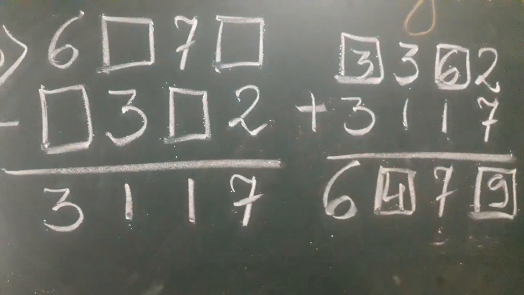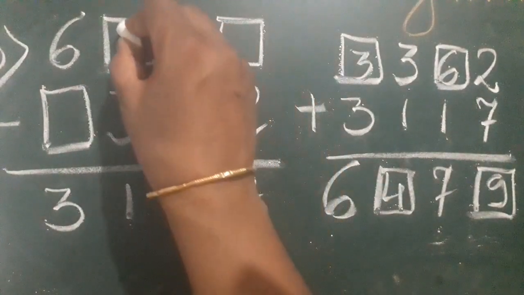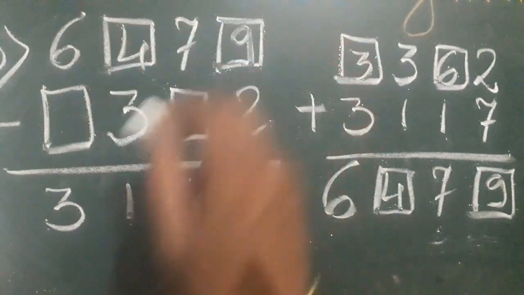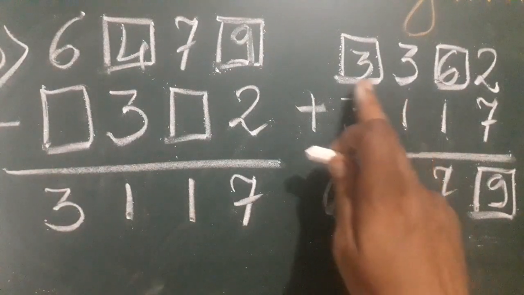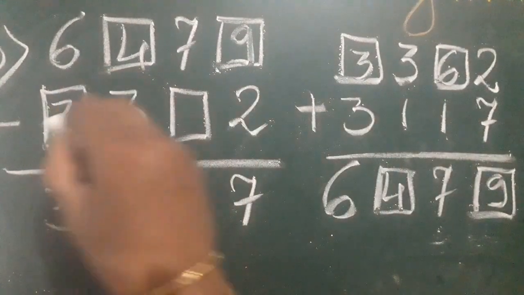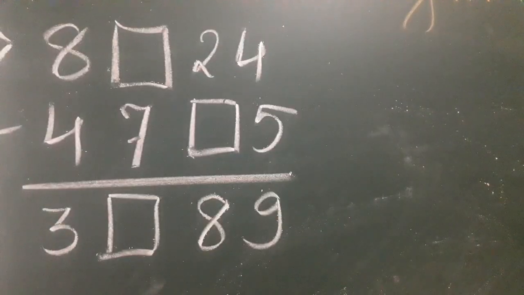Now fill up these boxes. 6, 4, 7, 9, which is this minuend. So 6, 4, 7, 9. And now here I have 3, 1, 1, 7, which is this number. 3, 3, 6, 2. So here 3, 3, 6, 2. Now look at this question.